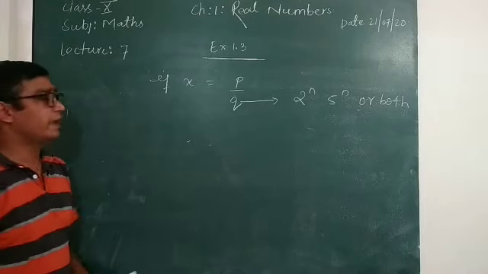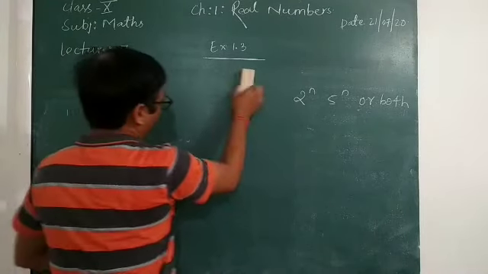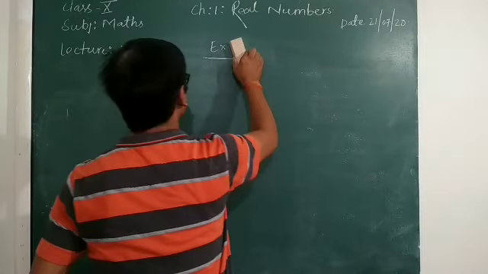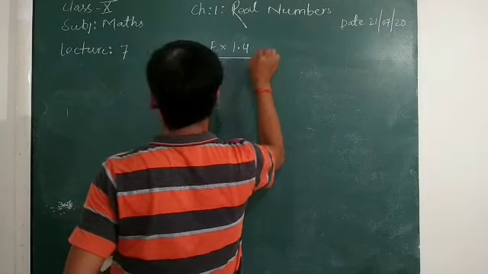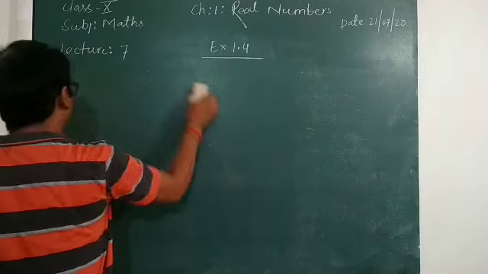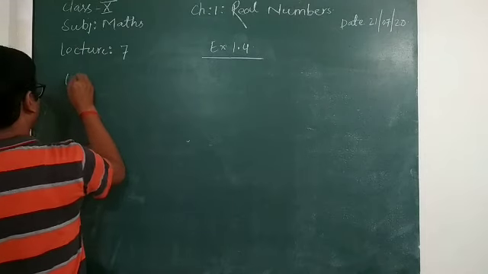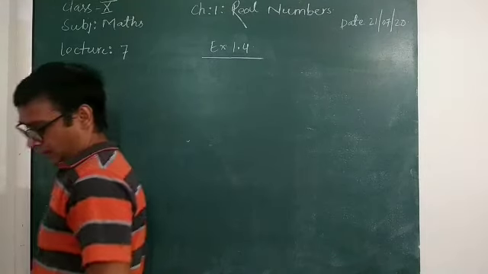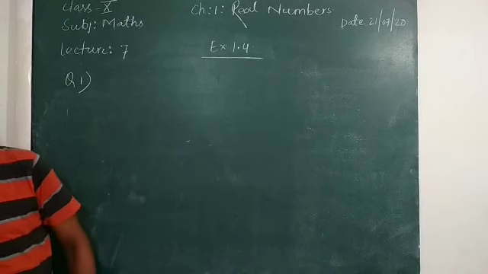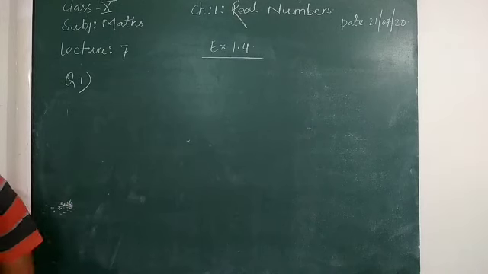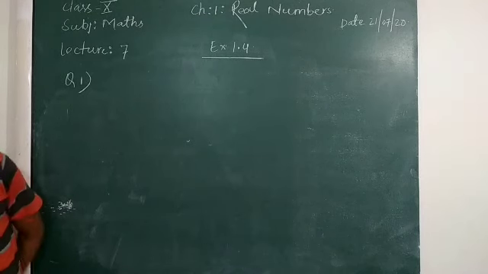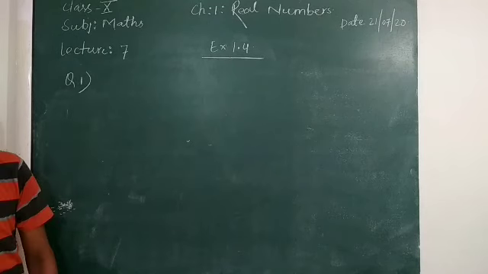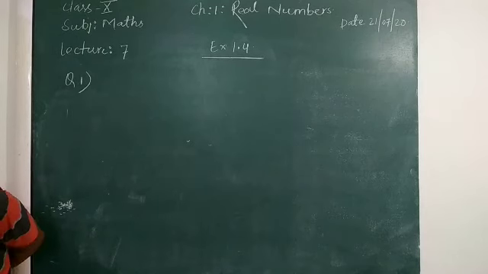So let's come to exercise 1.4. Let's see question number first. Question number first is, without actually performing the division, state whether the following rational numbers have a terminating decimal expansion or non-terminating repeating decimals.